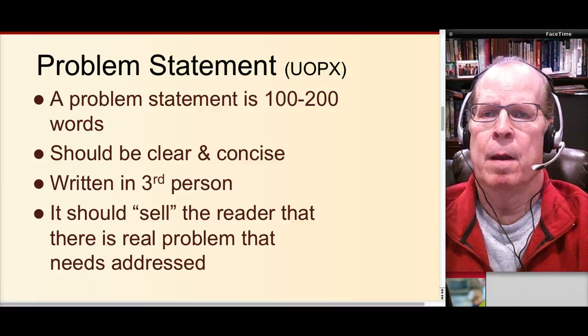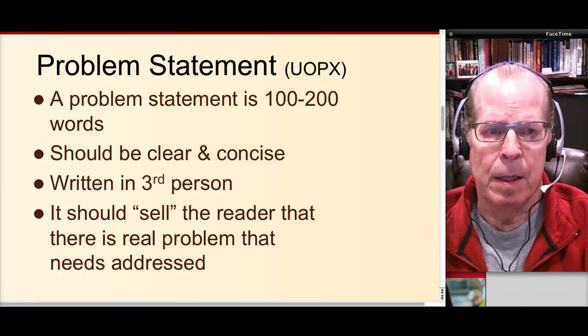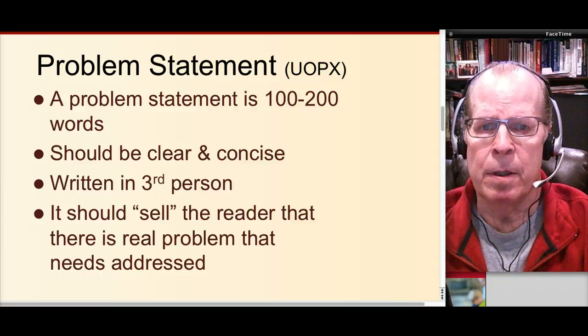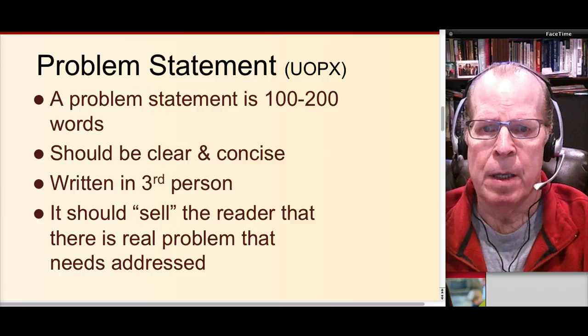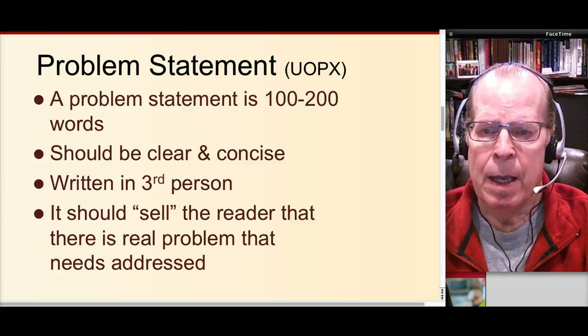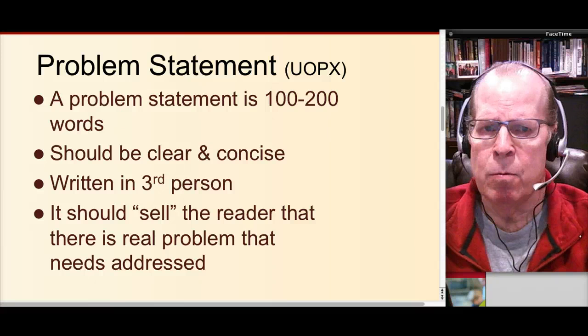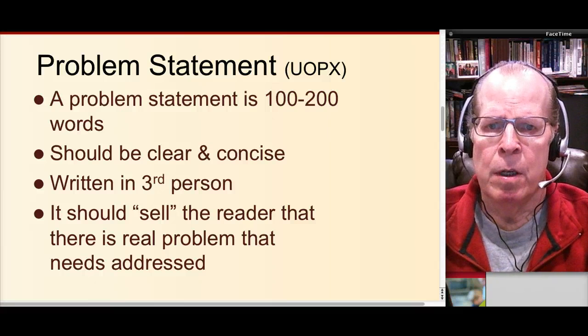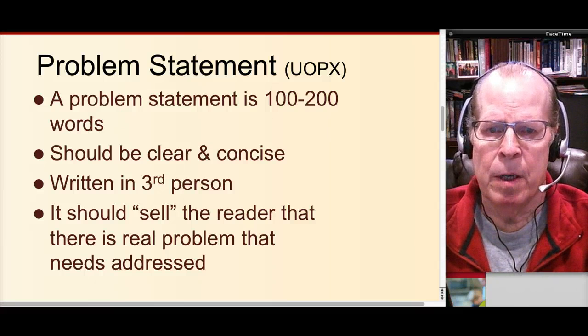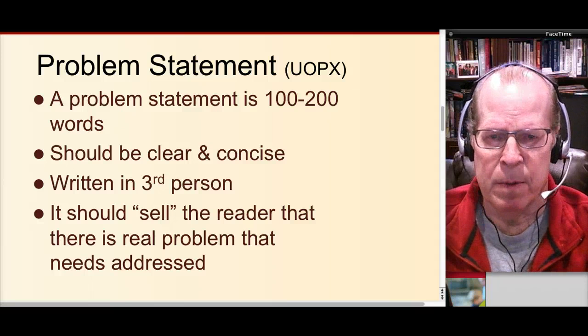A problem statement in your paper should be about 100 to 200 words in length. It should be clear and concise, and it's written in third person. And it should sell the reader that there's a real problem that needs to be addressed. In other words, the reader, after reading these 100 to 200 words, should know what the problem is and agree that there needs to be something done about it.